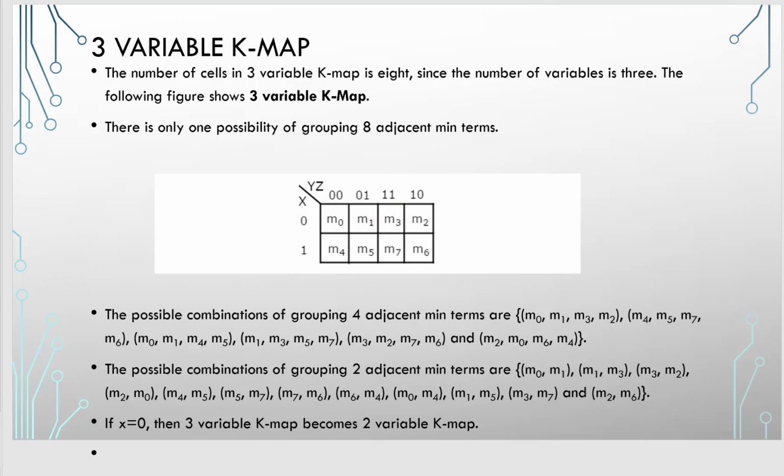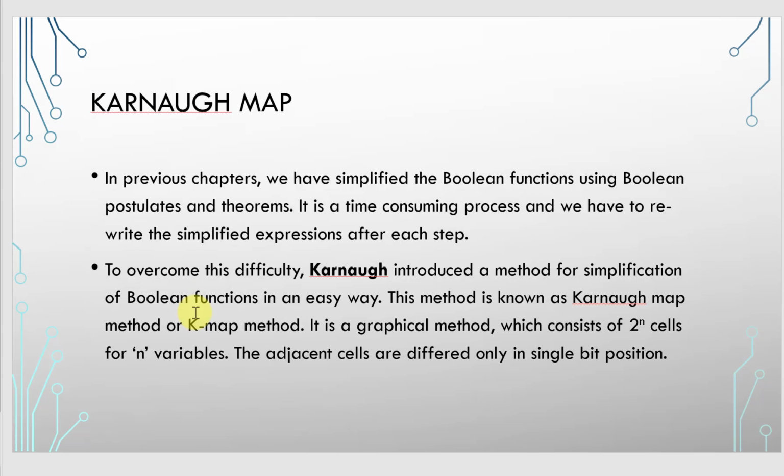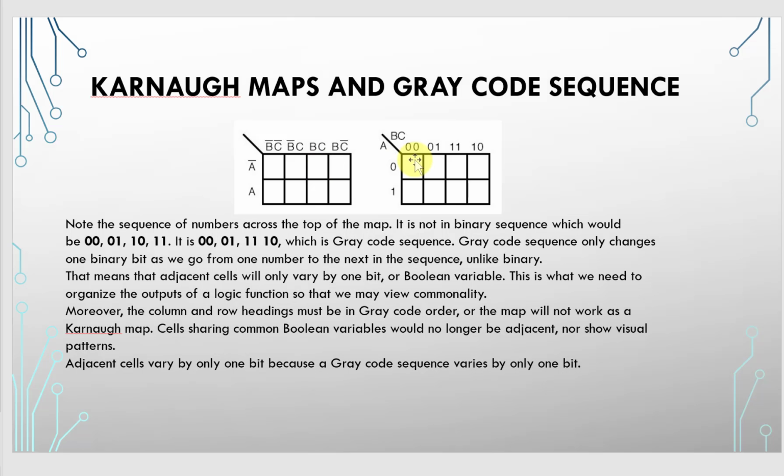The answer lies in this slide, right? Because we are seeing in this slide that the adjacent cells differ in only a single bit position. But if we write 1, 0 here, then 2 bits will be changed, which is not required in the Karnaugh map, right? So we learn that the sequence of numbers across the top of the map is not in the binary sequence, which would be 00 01 10 11. It is 00 01 11 10, which is the gray code sequence, right? This is the scenario which is required for the Karnaugh map.